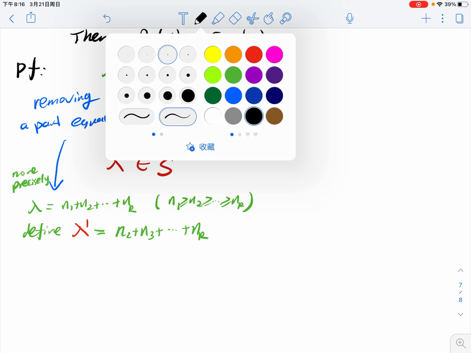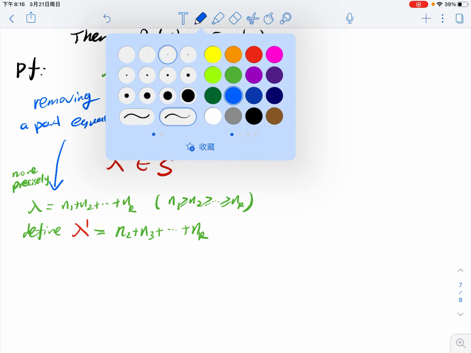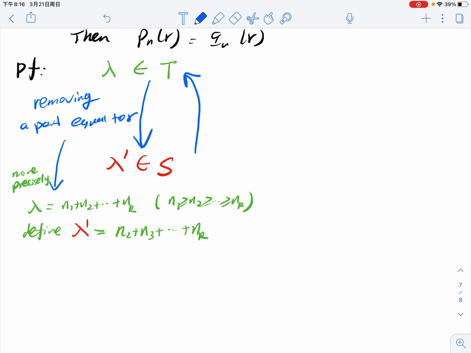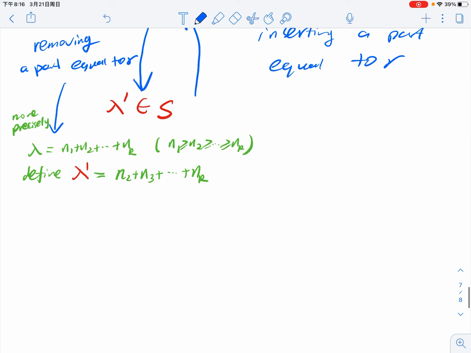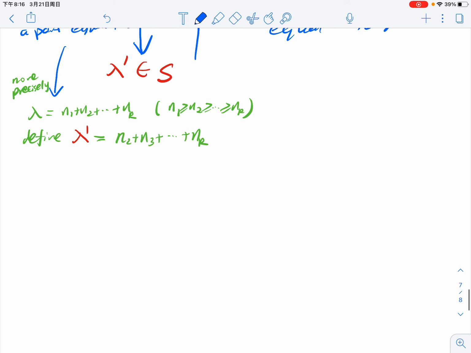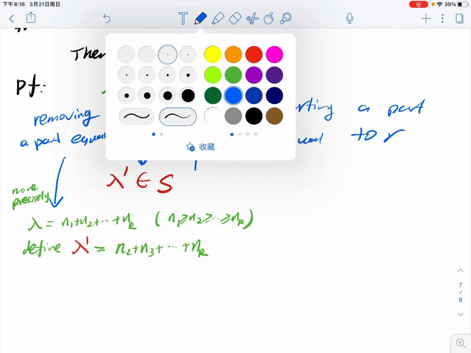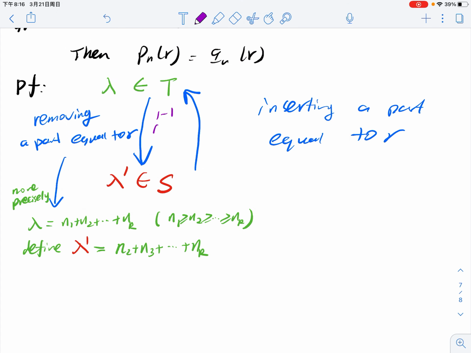So this gives you a partition in set S. And similarly, you can construct an inverse map by inserting a part equal to R. Then it's easy to verify that this is a one-to-one correspondence. Therefore, the cardinality of these two sets is the same. So we are done.